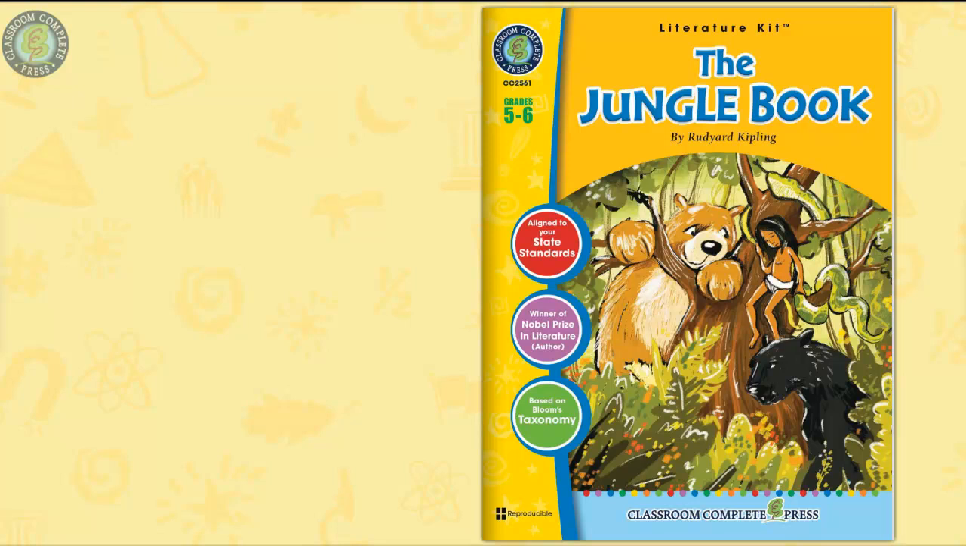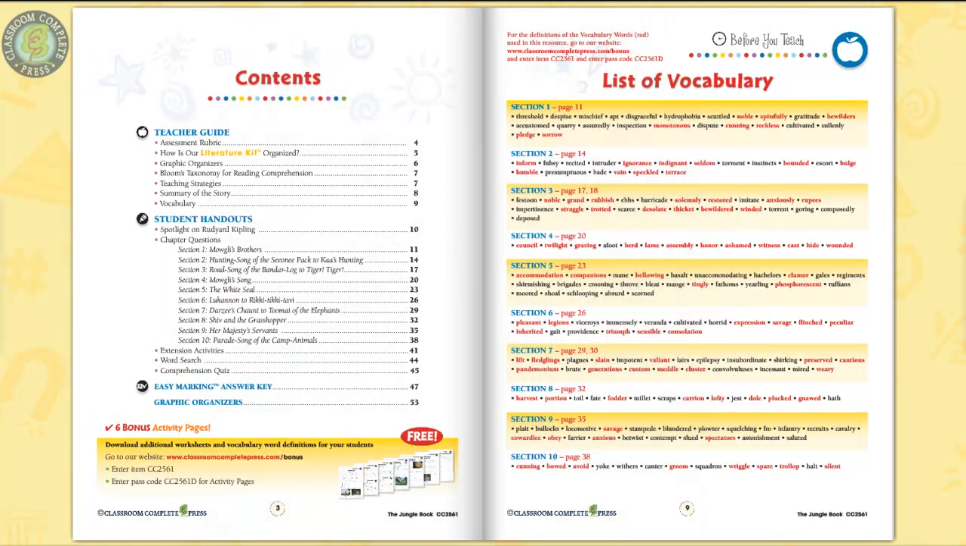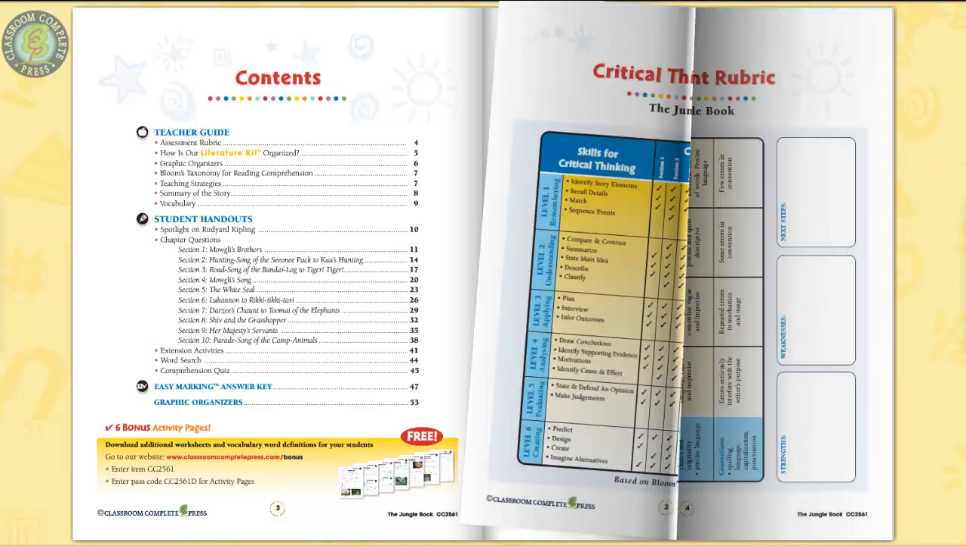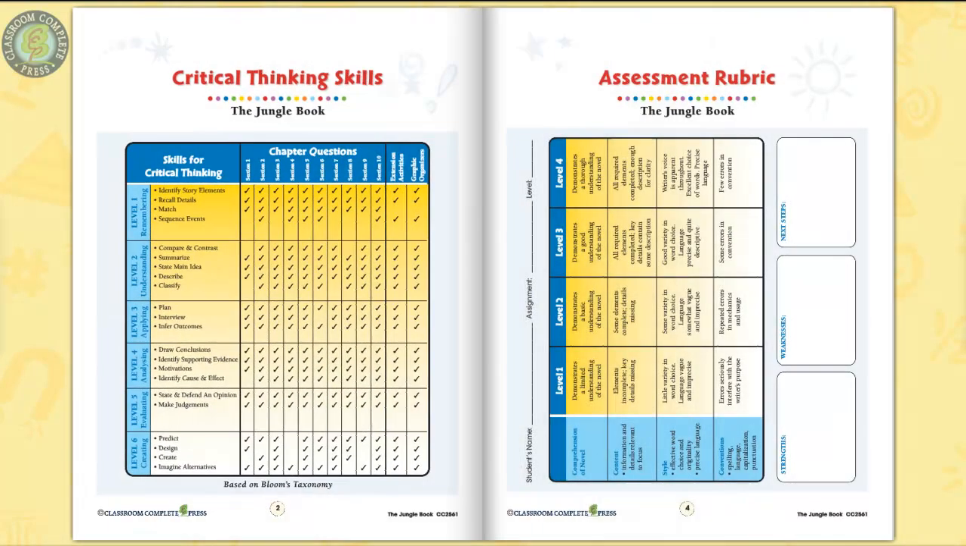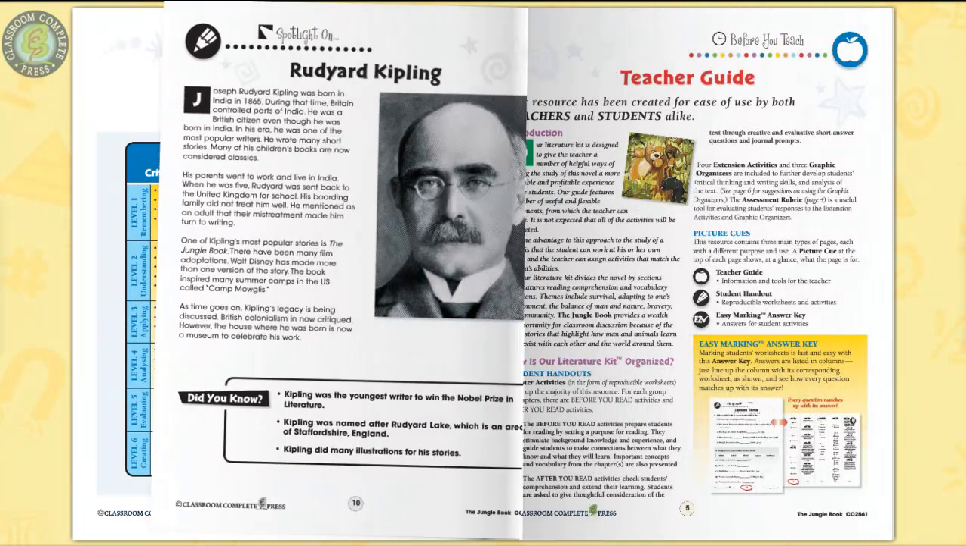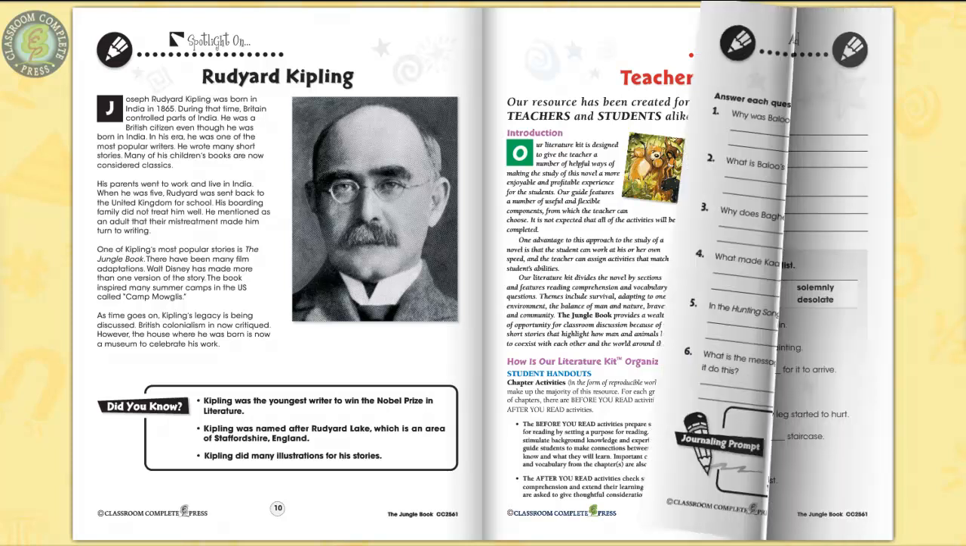This literature kit on The Jungle Book by Rudyard Kipling is easy for teachers to use in a time crunch. 55 pages chock full of a variety of scaffolding strategies incorporated in our Before You Read worksheets for each chapter section, along with vocabulary prompts to prepare your students for the reading, with rubrics, teacher guide, and author biography.